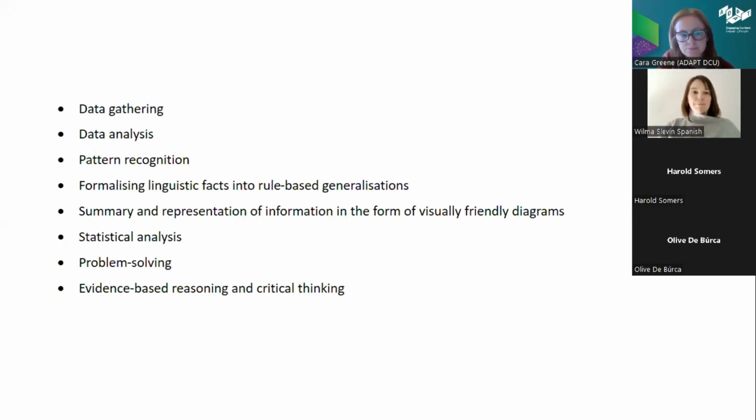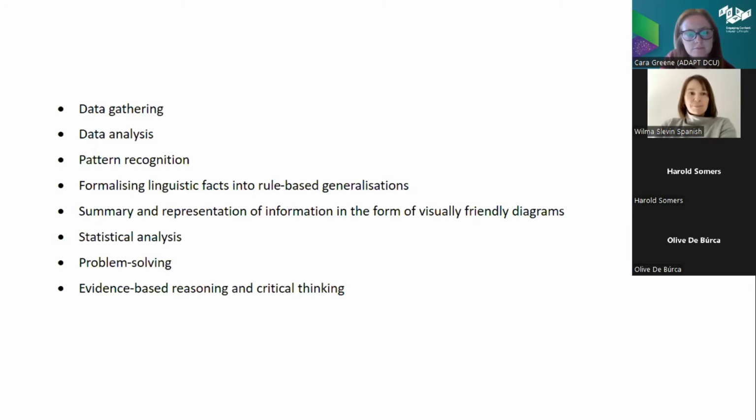Now they will develop their data analysis skills. They will develop pattern recognition skills. For example, they will learn to find patterns in data sets from familiar and unfamiliar languages. And that's what the linguistics Olympiad puzzles are about.